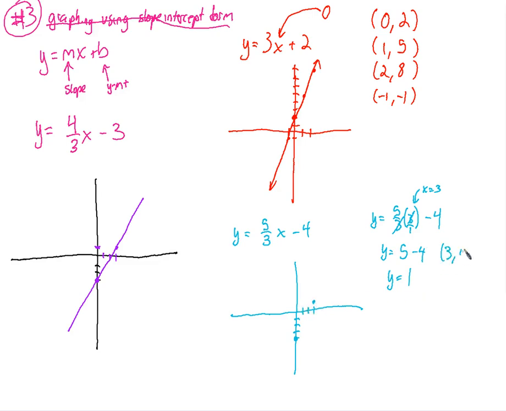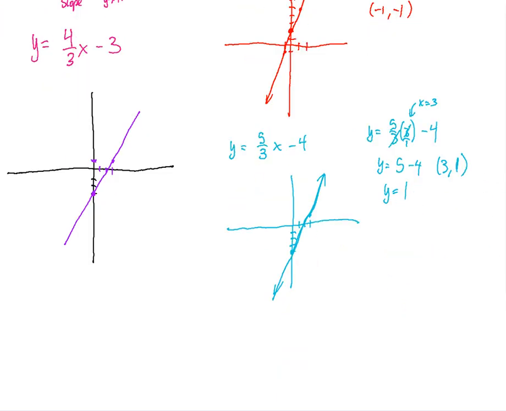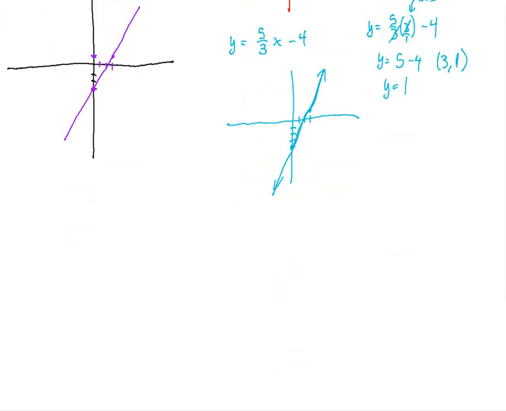Right, we just found this point. This solution, really, that we can translate to a point on the graph, and I can graph this guy right here. Okay. And one more example, because there's one quick thing that I wanted to talk about with negative slopes. Just a quick note.